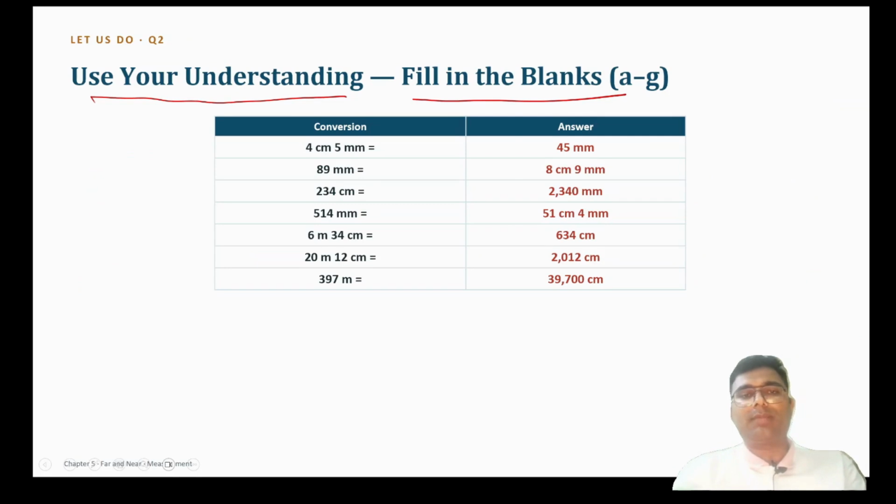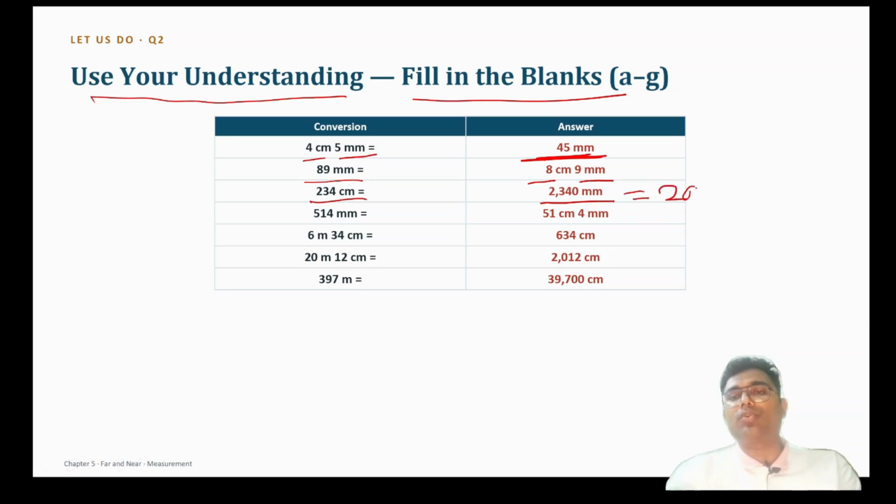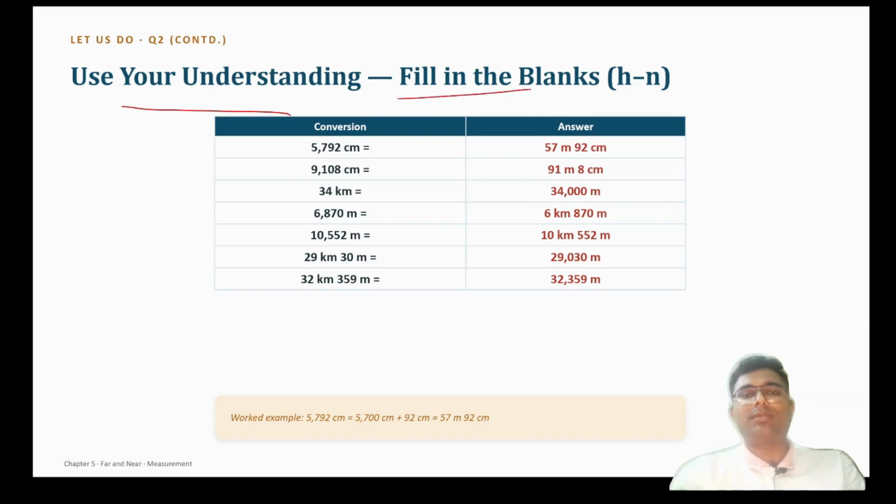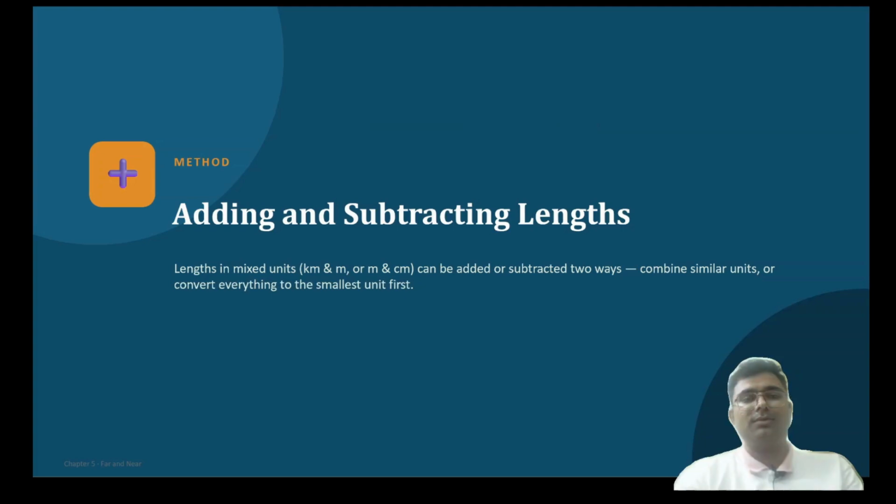So we have to fill in the blank, like 4 centimeter 5 millimeter will be 45 millimeter, 89 millimeter is equal to 8 centimeter 9 millimeter, 234 centimeter is equal to 2340 millimeter. If you have to change this in meter, it will become 2 meter and 34 centimeter. Use your understanding, fill in the blank. Again the same things, we have to convert using the relationship which we have learned till now.